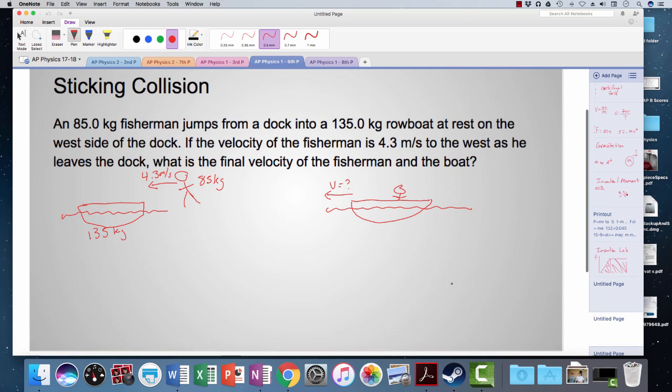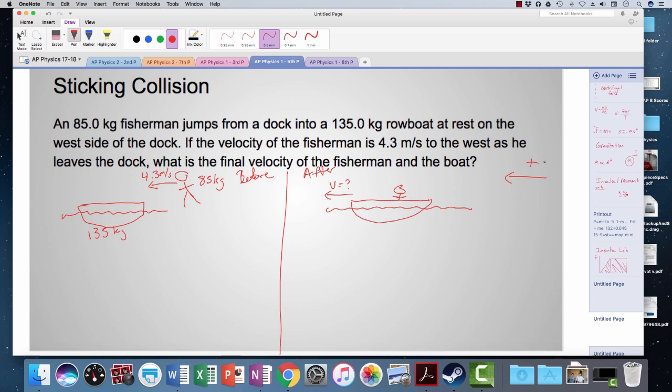So here's a sticking collision. In this case, this is like when you did the ones with the Velcro. Somebody's going to jump in from a dock into a rowboat, and they're moving, but the rowboat's not moving, and then afterwards they stick together and they move off at the same speed. So again, here's your before, here's your after. Draw the before and the after, and then you can make an equation. Okay, so again, make life easy. See how everything's going this way? I'm going to call that way positive. Makes your life a whole bunch easier.